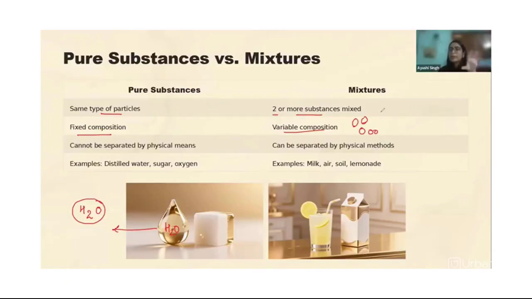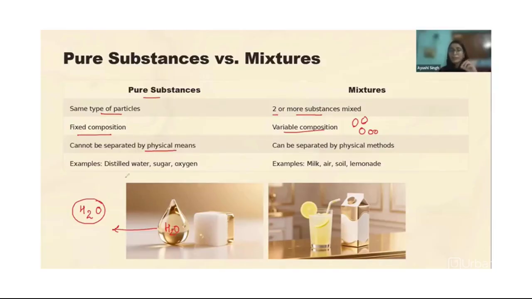So it's not like you are going to add only 4 peanuts to your mixture which you eat. It can be more than that, or maybe it can vary, depending on your liking or taste, or maybe just how much you added. Now mixture, again coming to pure substances, cannot be separated by physical means.